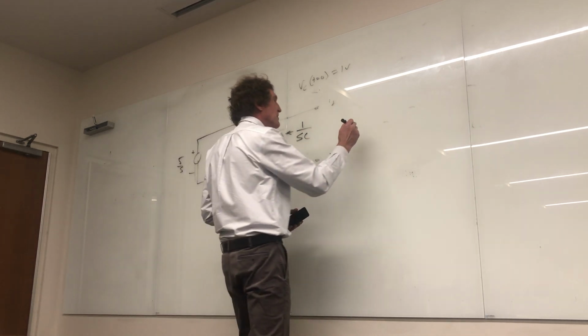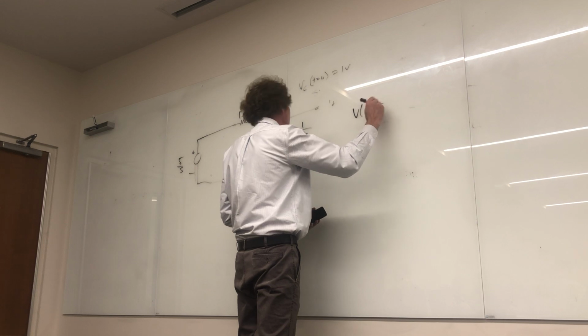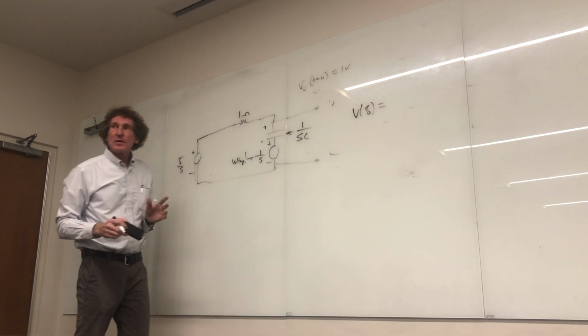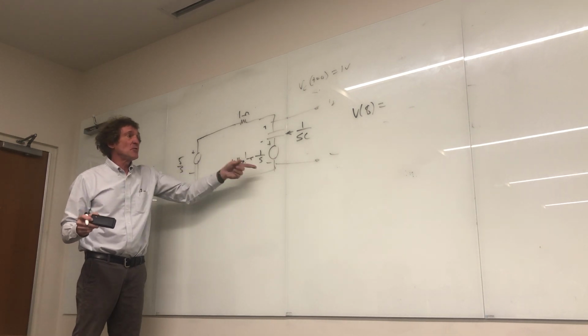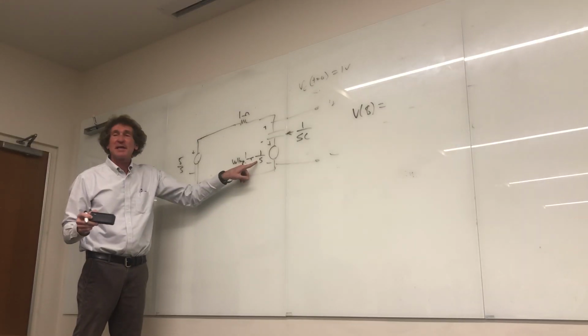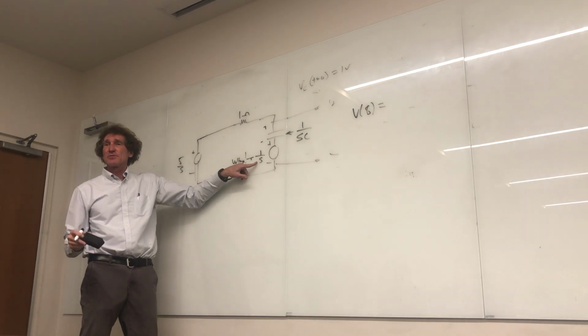So what is this output V of S? All right, that's what we're after. Now here's how you get it. I want you to listen to me carefully. The mistake is saying, well, V of S is just the voltage, we'll use voltage division. People will say that's an impedance. It's not an impedance. It's a voltage source.